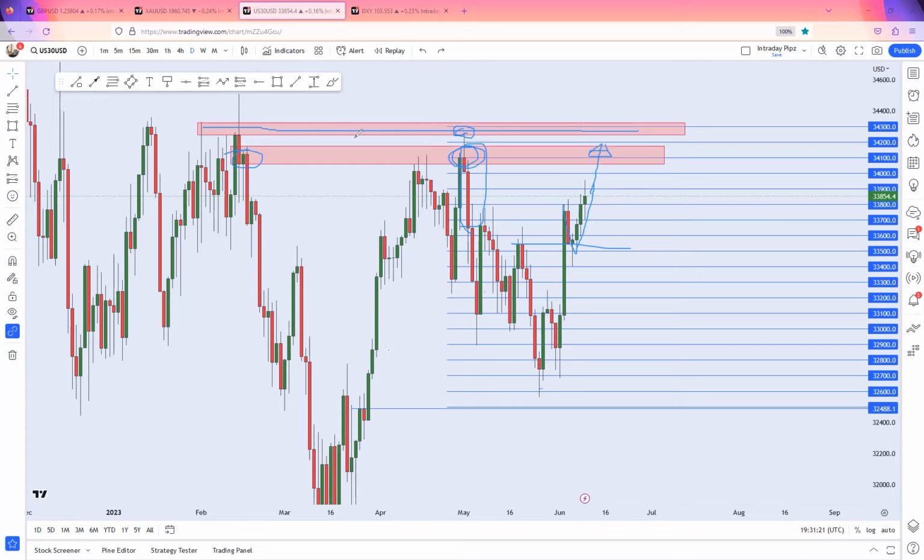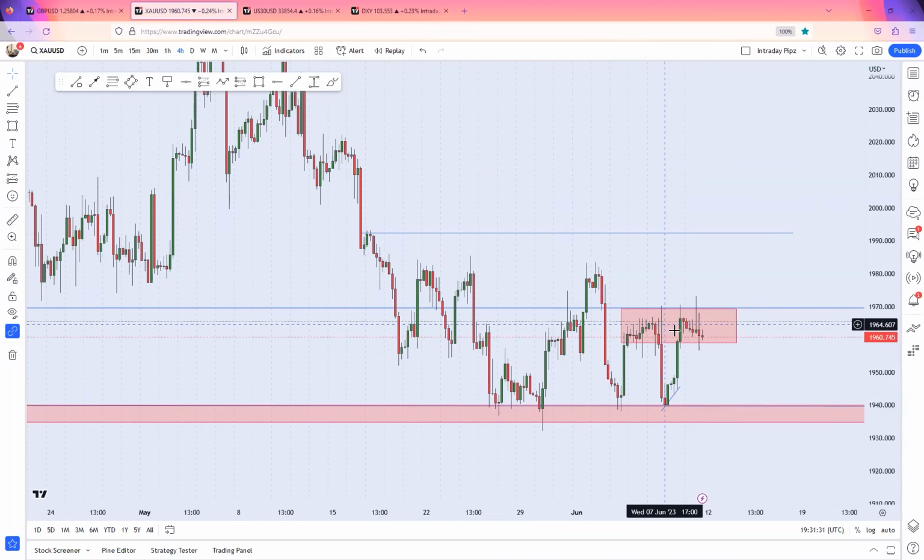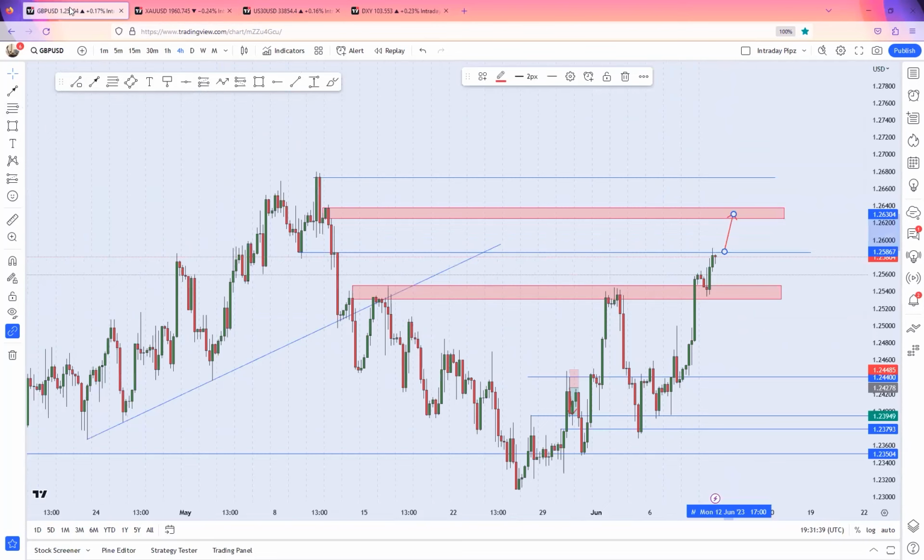So a quick recap, guys. On US30, I'm going to be looking out for the bulls, while gold is flat. I'm looking out for a close above this range to go bullish, a close below this range to go bearish. While on the pound USD, I'm expecting price to push higher to go bullish.